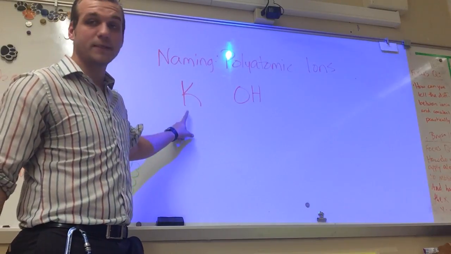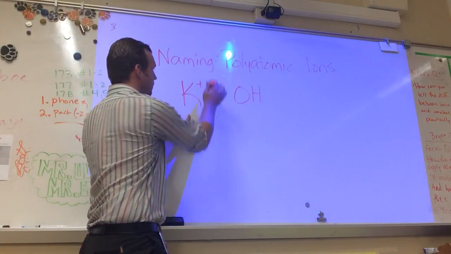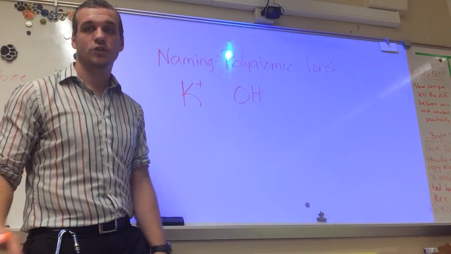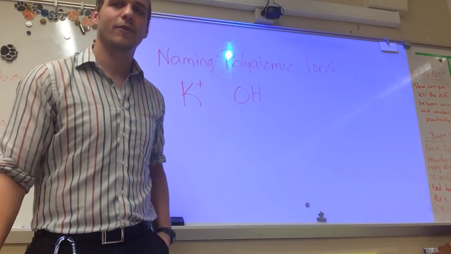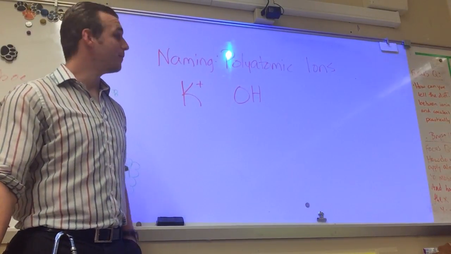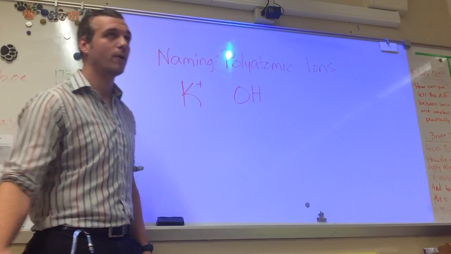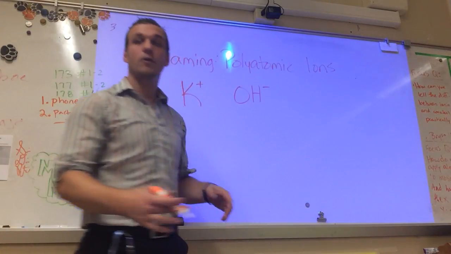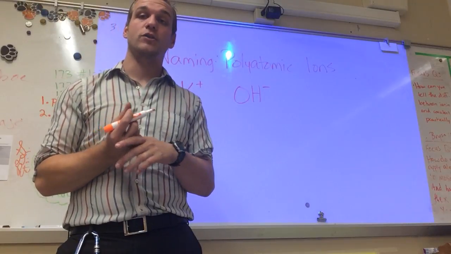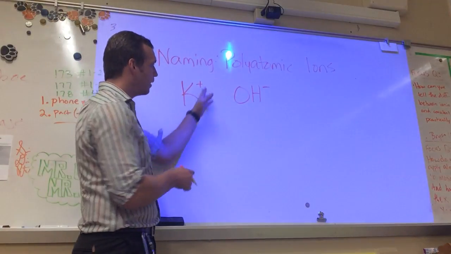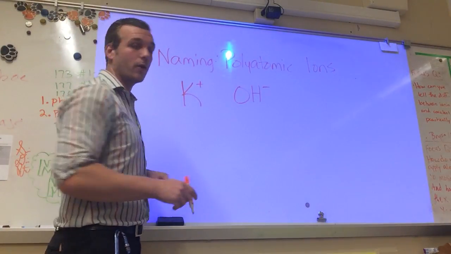This one, you have potassium and OH. Hopefully you didn't say IO. I don't know if you did or didn't. But OH has a charge of -1. You know that from your polyatomic ion sheet. So when you crisscross these, you get a 1 down there and a 1 here.